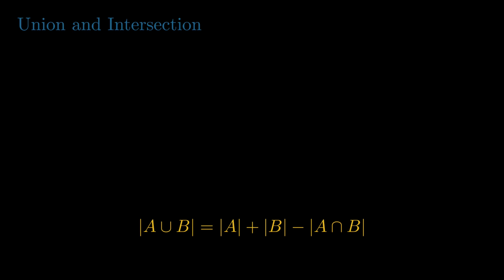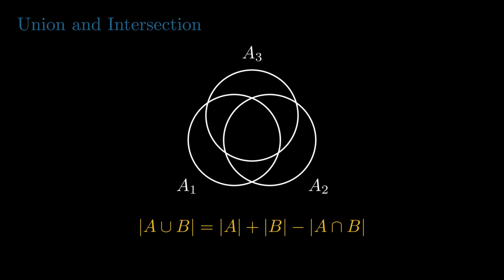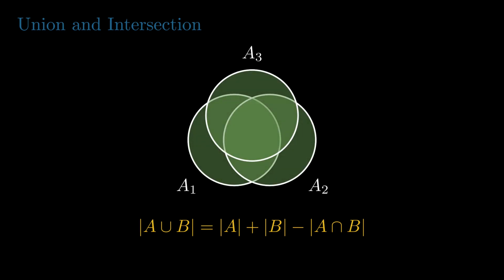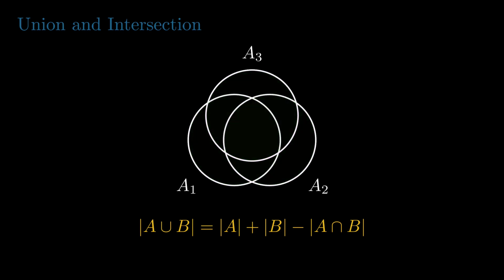Let's say we have three sets, A1, A2 and A3. The union is again constituted by all the elements of the sets. Instead, the intersection is the common part of the three sets. In this case, the union formula becomes as you can see.